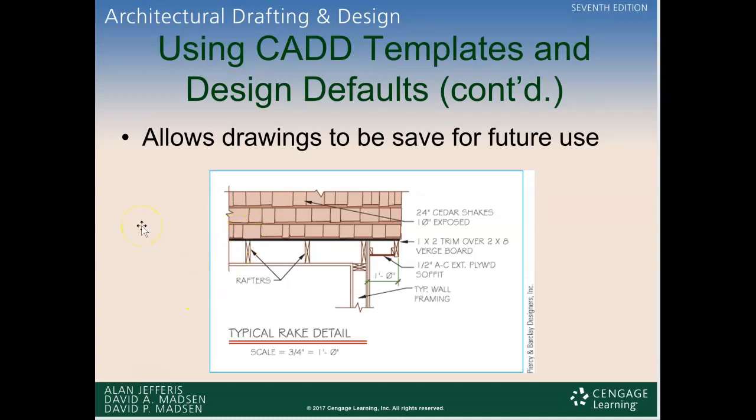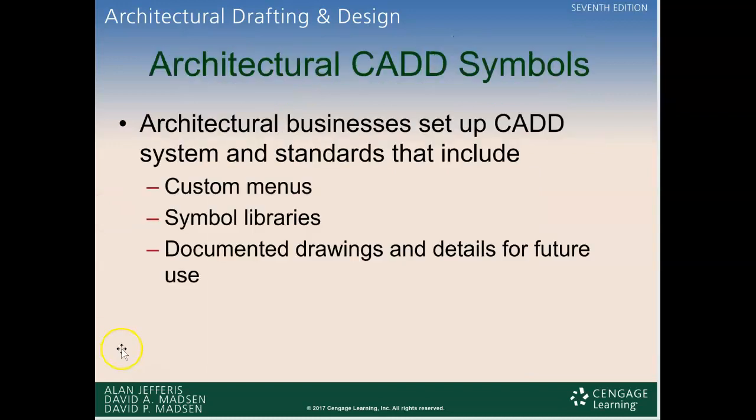So in our previous message about file systems, we need to keep track of these files of things that we've created so that we can re-employ them. Architectural businesses set up CAD systems and standards that include custom menus, symbol libraries, document drawings, and details for future use. And this is usually kept by a firm, and someone is usually in charge of it.